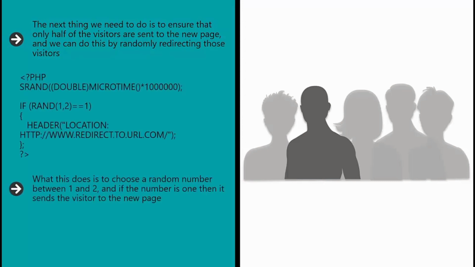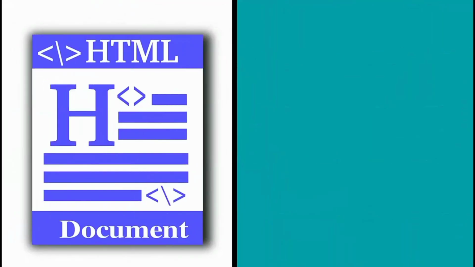What this does is to choose a random number between 1 and 2, and if the number is 1, then it sends the visitor to the new page. If not, they stay where they are. This works by using a timer to choose the number, hence the need for the micro-time part. You don't really need to know how this works though, only that it does work.